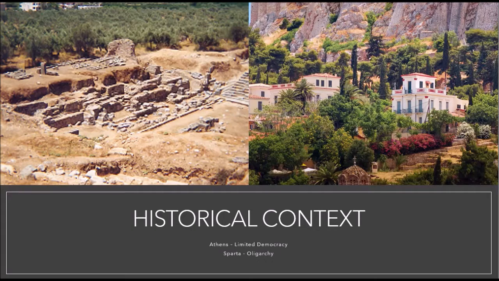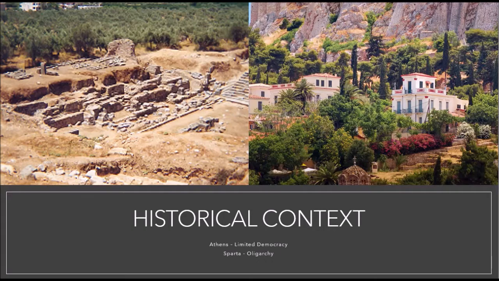You had to earn, or not earn, but own a certain amount of land to be able to participate in the political systems. If you were a slave, if you were a woman, if you were an immigrant, well, then you could not participate in the political system. So, Athens, even though we say it's democratic, it was limited democracy.